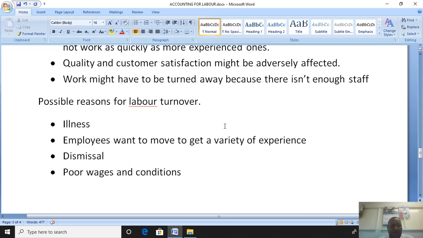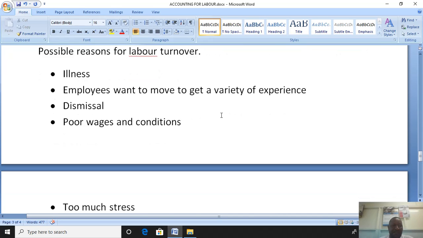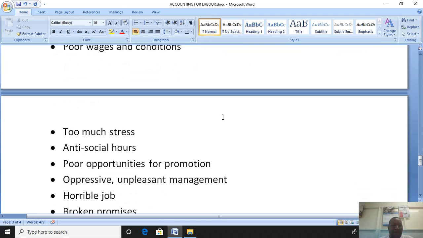Let's look at the possible reasons why people leave companies, why people leave organizations, possible reasons for labor turnover. Sometimes it could be due to illness. Somebody's ill, sick, they can't continue to work, so they leave. Employees want to move to get a variety of experience. That could be another reason why workers leave the organization. They want to gain a variety of experience. It could be due to dismissal. Poor wages and conditions of service is another reason why workers may leave.